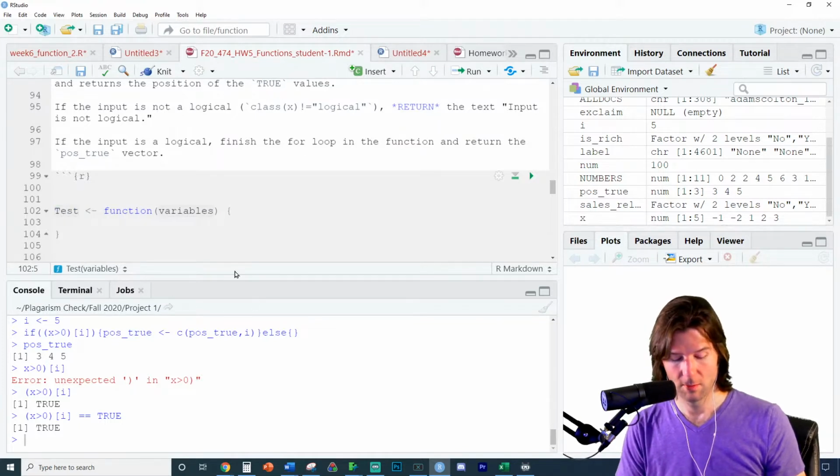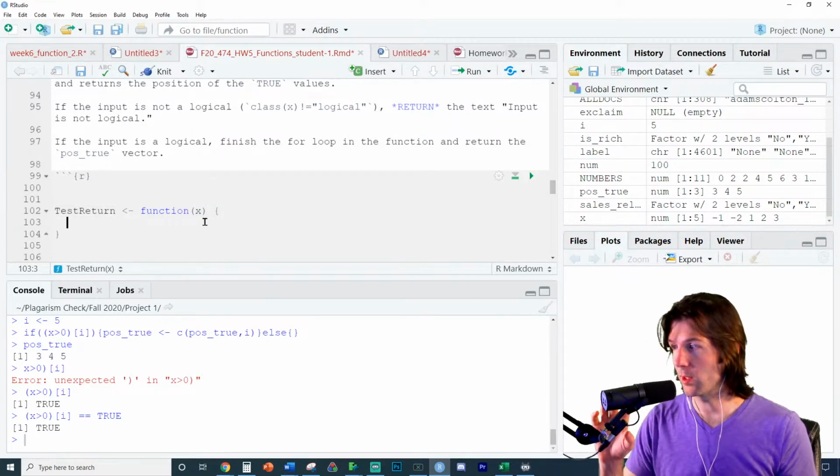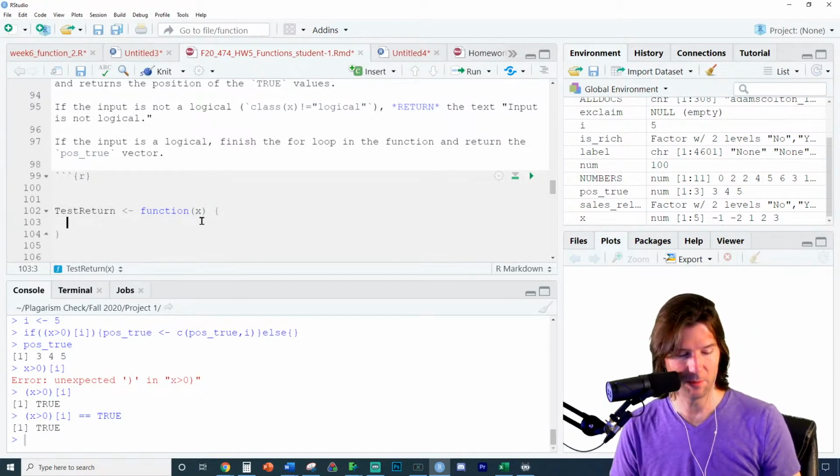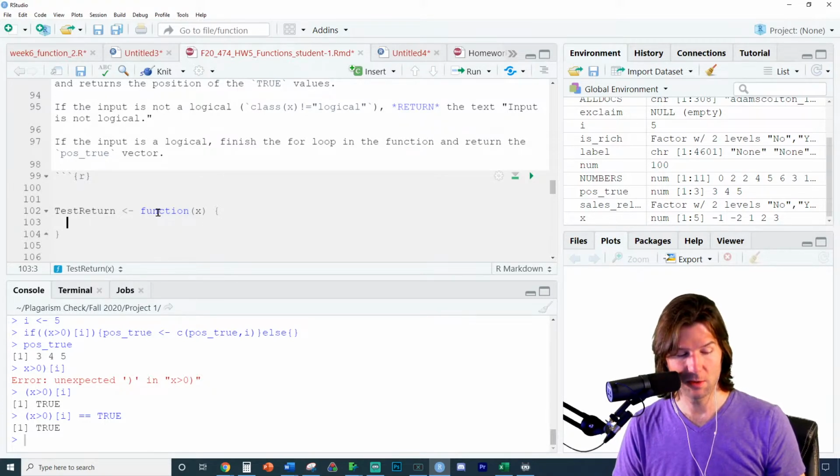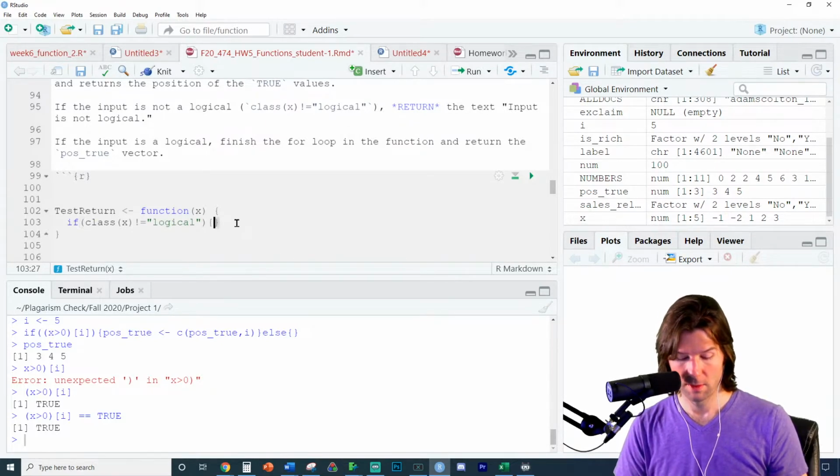Test return. Okay, this is going to be a test return right here, and it's going to take input X as we are on our function. This is just a test of it, and then we'll do Emily's question. We're going to do a test return, and we're just going to put here return. So let's do if this right here is not logical, then run the code, return, and then we'll say, what are you doing?